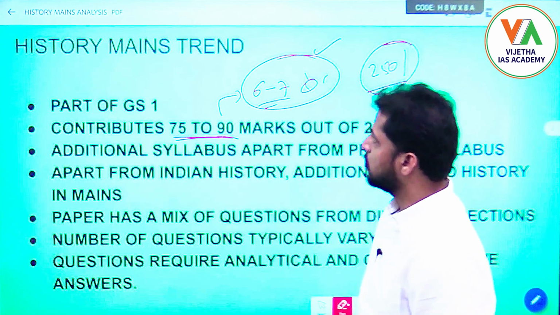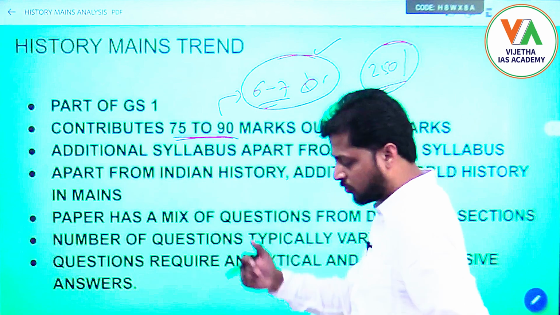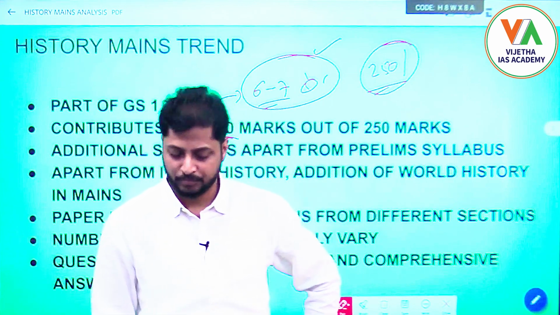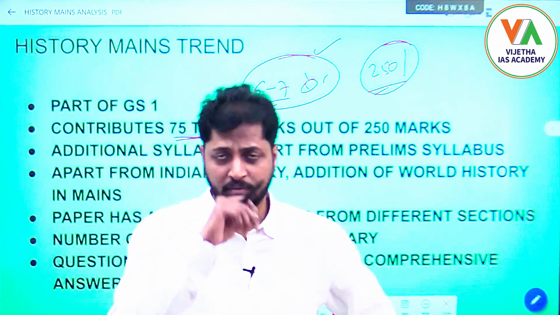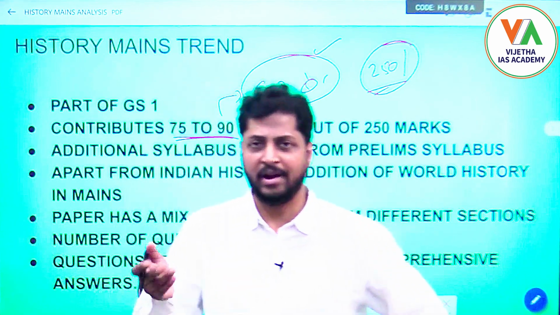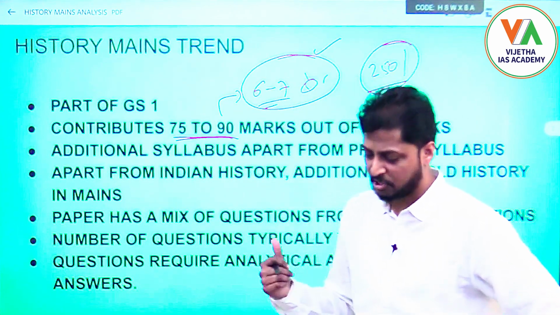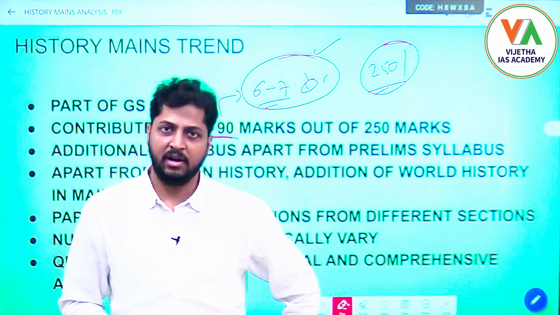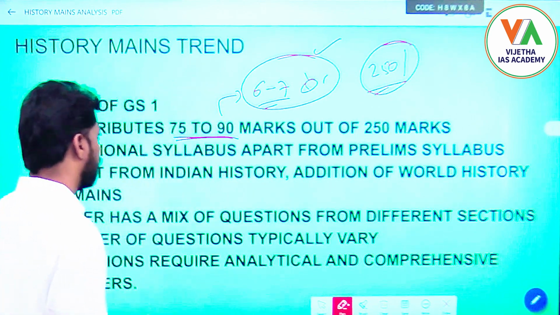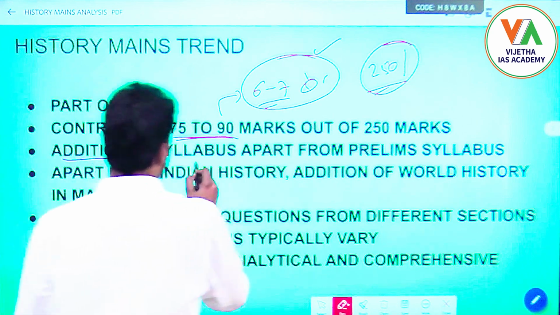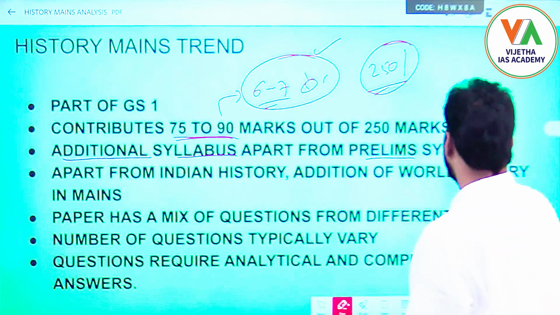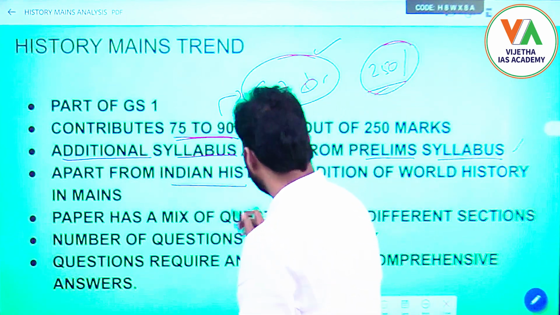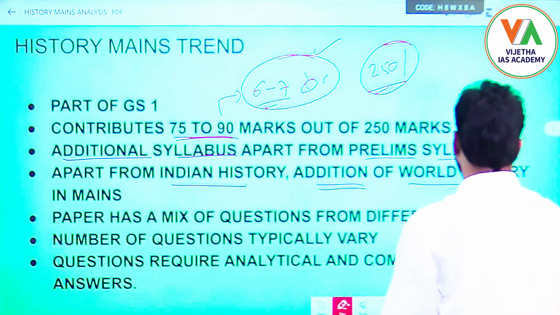So, coming to the syllabus of history in mains, as you already know, the syllabus for history in prelims and mains differ from each other. For prelims you will have ancient India, medieval India, modern India, including art and culture, whereas in the mains paper, apart from that, additionally you will have post-independent India, and you have to deal with world history as well. You will have additional syllabus apart from the prelims syllabus, which we have already discussed, right. So, apart from Indian history, you have to deal with world history as well, right.